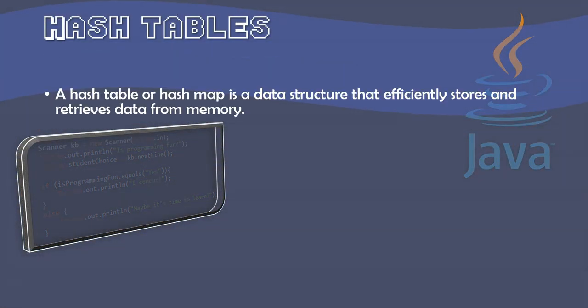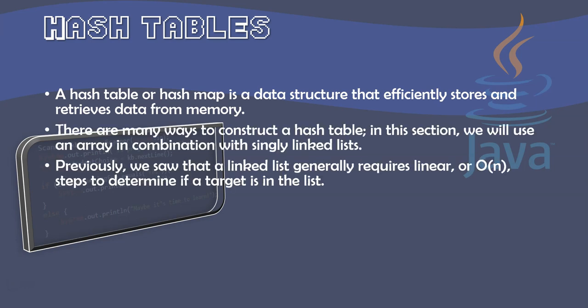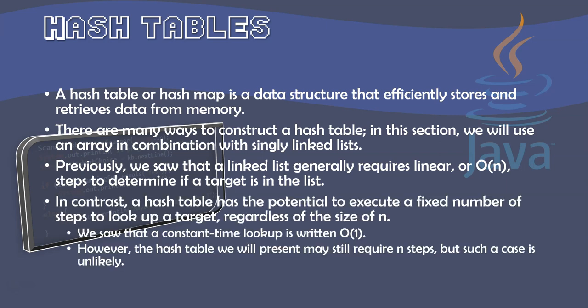With hash tables, also known as a hash map, these are data structures that efficiently store and retrieve data from memory. There are many ways to construct a hash table, and the way we're going to do this, we're going to use an array in combination with singly linked lists. If you recall, a linked list generally requires linear, or big O of n, steps to determine if a target is in the list. In contrast, a hash table has potential to execute a fixed number of steps to look up a target regardless of size n.